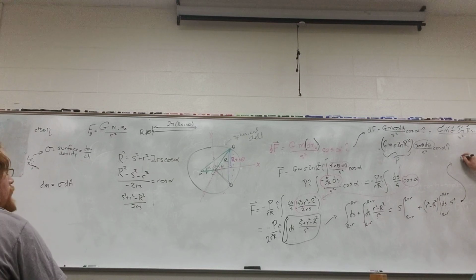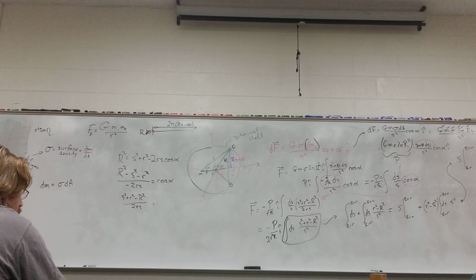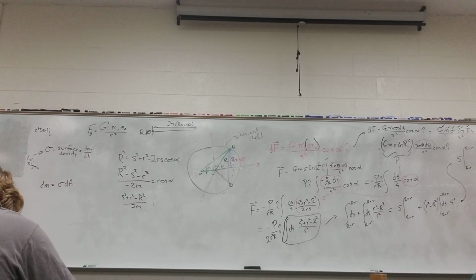So we have S from big R minus little r to big R plus little r. Now we'll do that substitution in a moment. What is the integral of S to the negative 2 ds? It's negative S to the negative 1. From big R minus little r to big R plus little r.